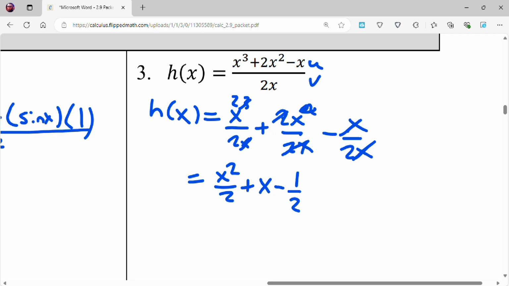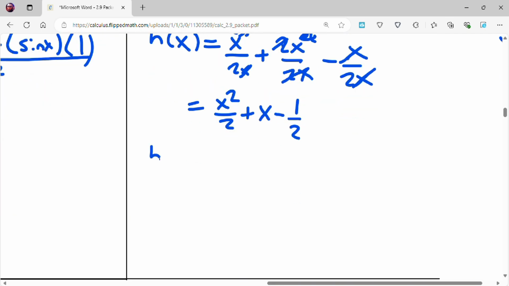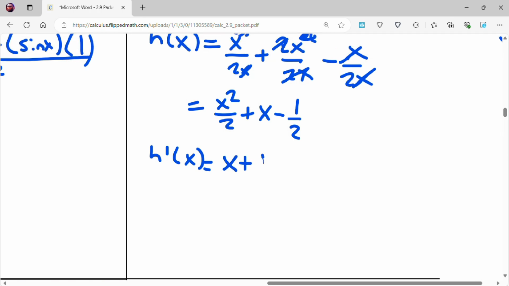So here, we don't even need the quotient rule, because now we don't have a quotient. We can use the power rule. So x squared over 2, by the power rule, we get x, since the 2 and the 2 cancel out. The derivative of x is 1. The derivative of a constant is 0. Okay.